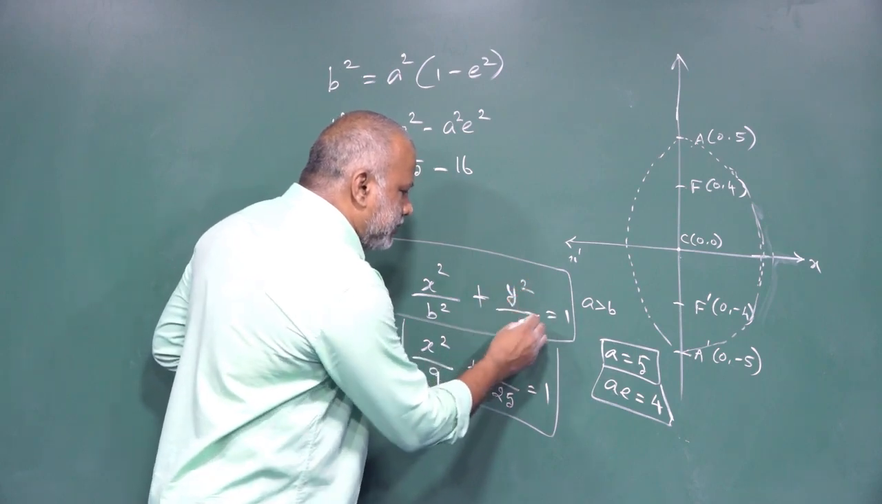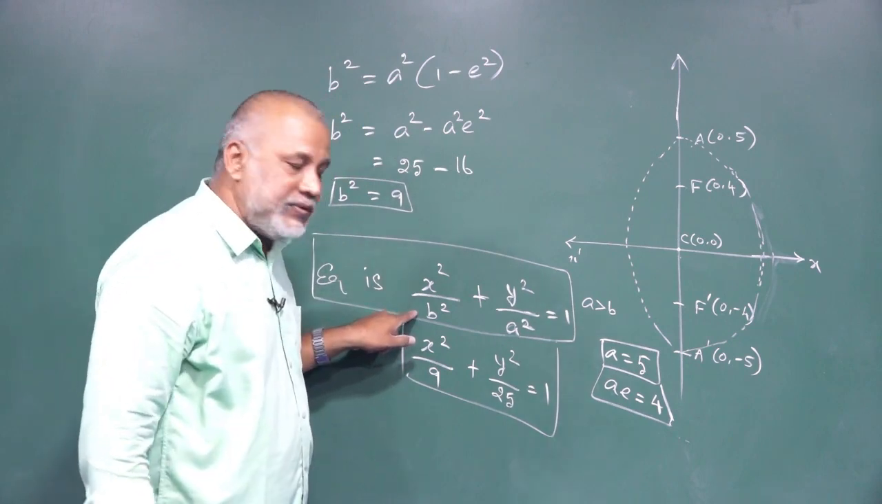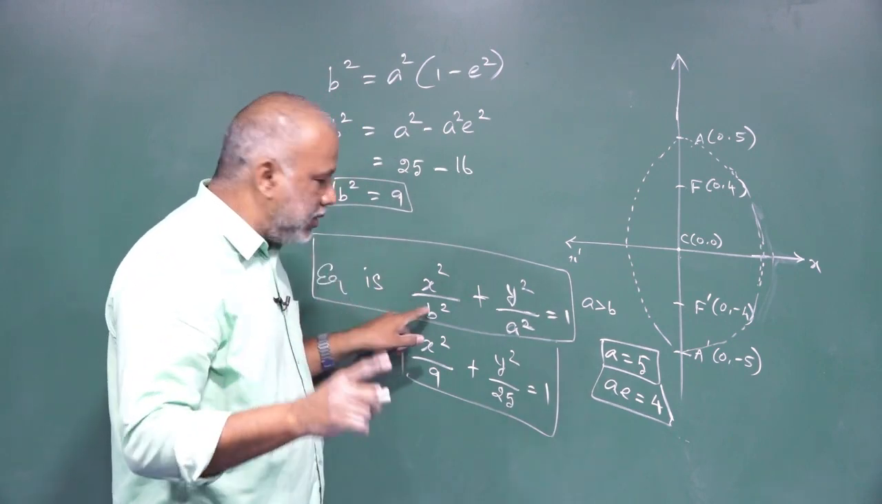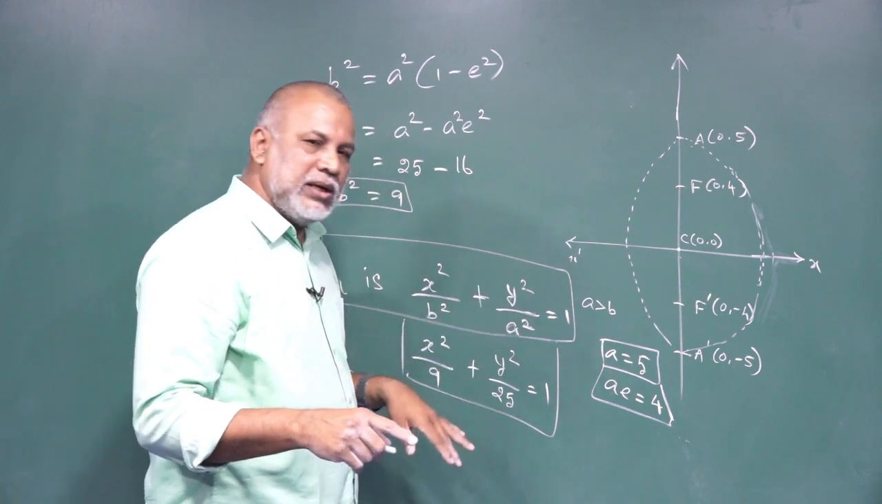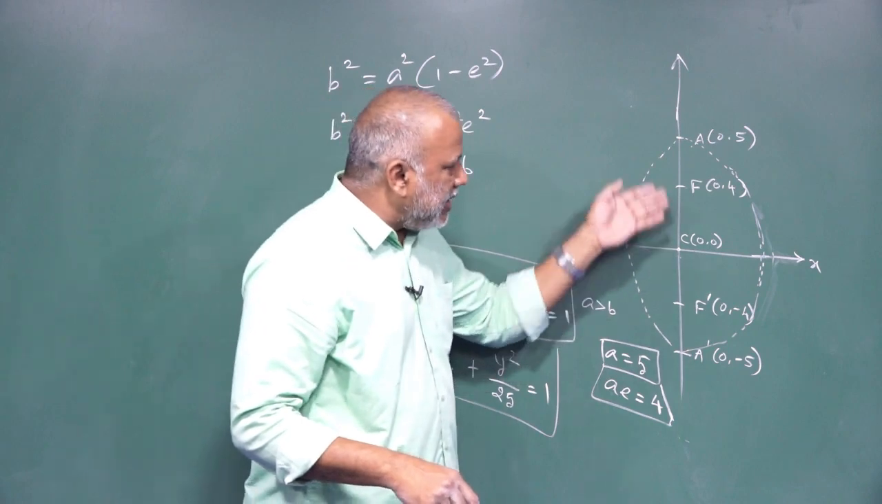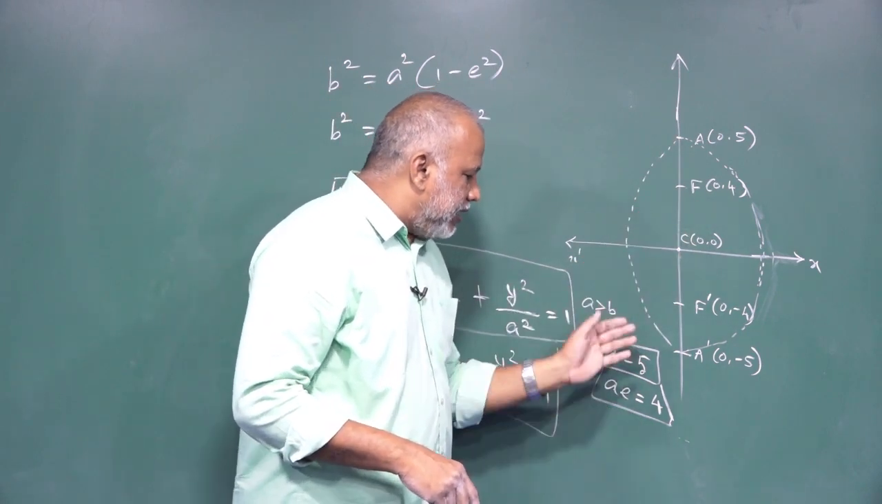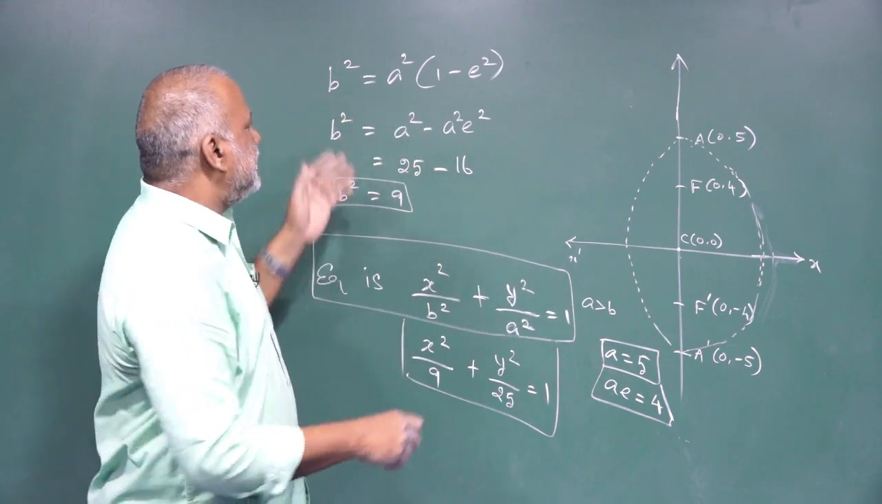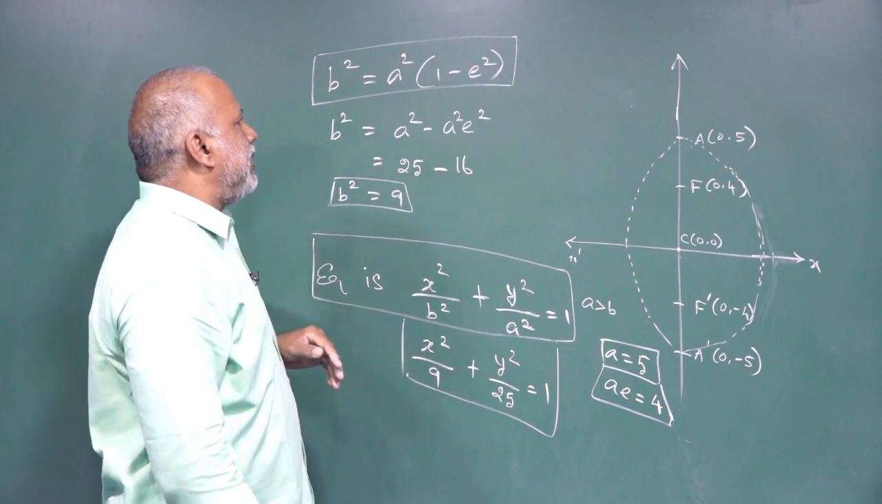After justifying type number 2, write down the general equation: x squared by b squared, y squared by a squared. a must be greater than b, therefore y squared by a squared. It is type number 2. Then we have to work out here CA equal to 5, CF that is equal to ae. From this, always the same result for any type: b squared must be a squared times (1 minus e squared).